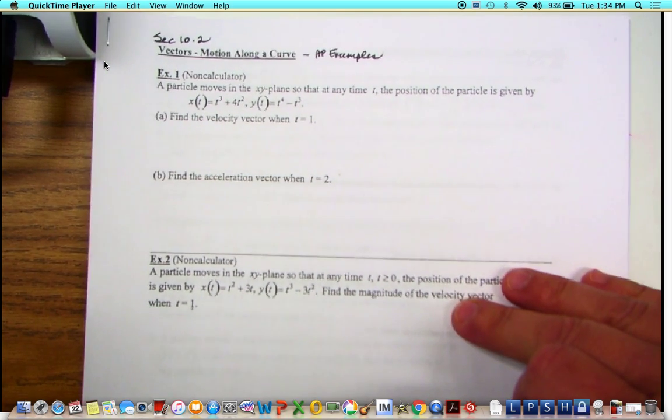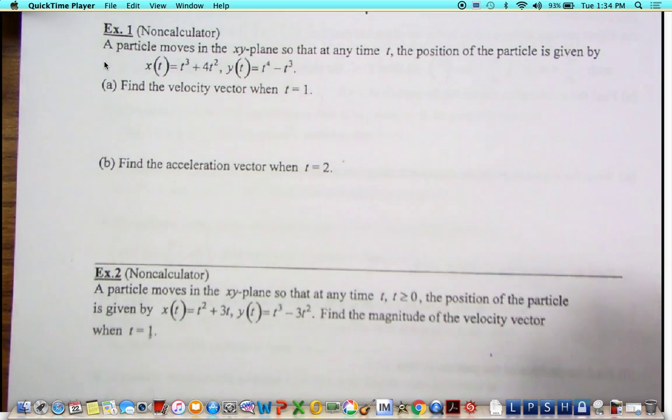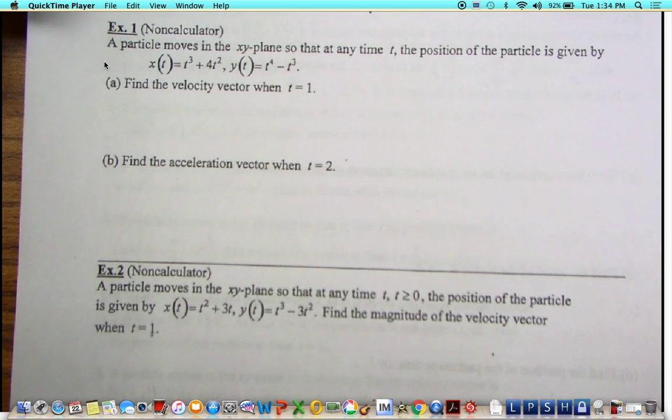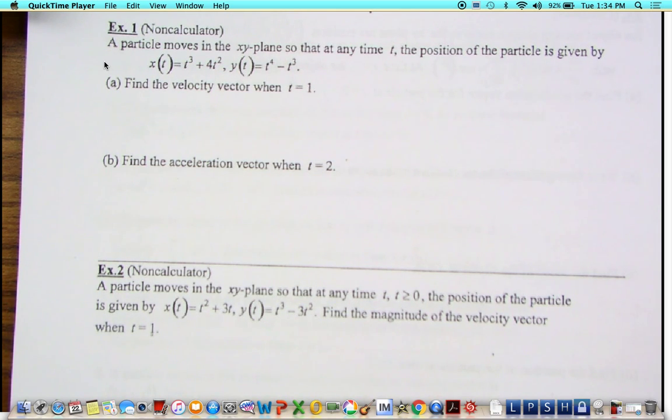A particle moves in the xy plane so that at any time t, the position of the particle is given by x of t, y of t. So at that point, that could be parametric, could be vector quantity, right? Either way, you've just been given an x and a y in terms of t. Now part A says, find the velocity vector when t is equal to 1. You've been asked for the velocity vector, so what are you going to need to do? Calculate the derivatives separately, right?